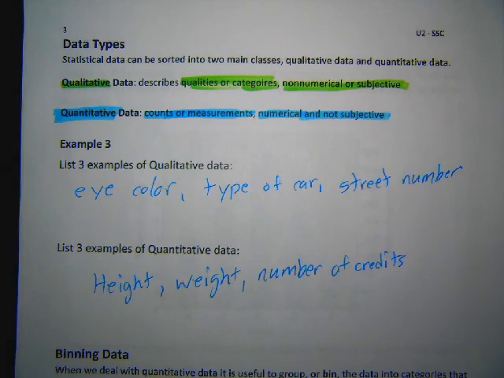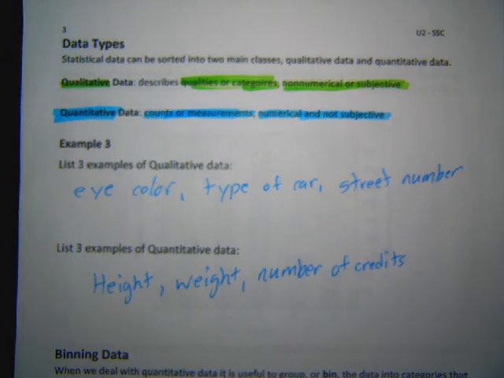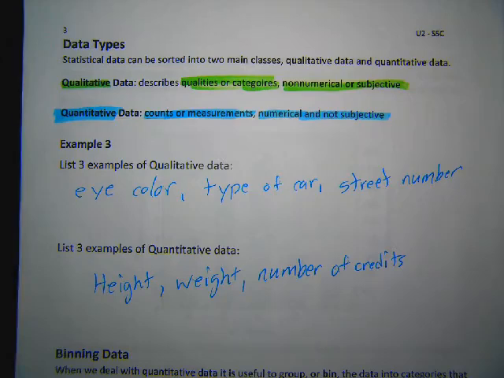The type of data you work with determines a little bit what kind of charts and graphs you work with. We will use different charts and different graphs for qualitative versus quantitative data. So it's important to know the difference between the two. And you'll see some homework questions where they want you to determine what's qualitative data and what's quantitative data.